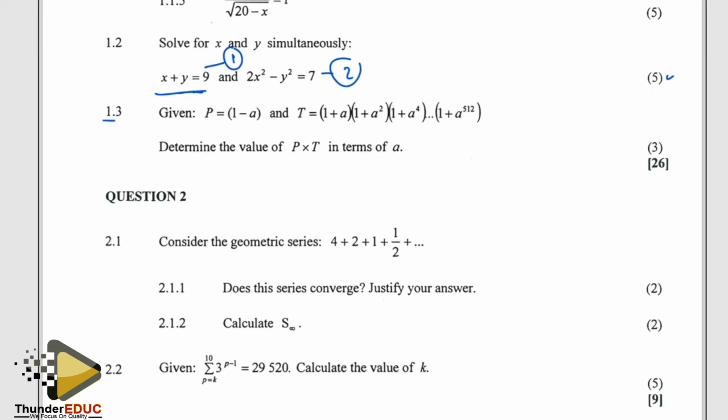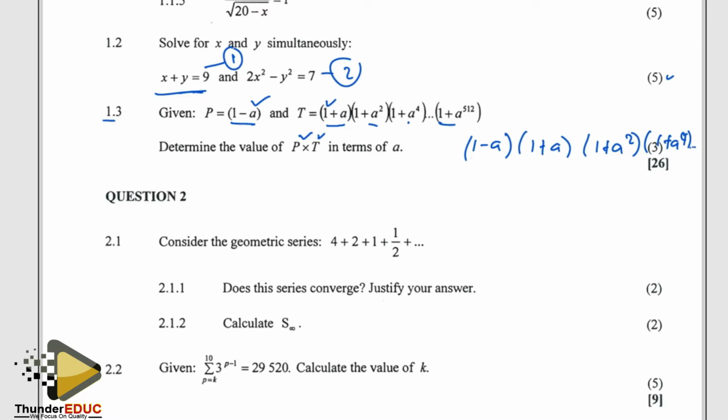1.3. This question is a bit tricky. Okay, they told us that P is 1 minus A. And then T is the product of 1 plus A, 1 plus A squared, 1 plus A to the 4, up until 1 plus A to the 512. They want the product of P and T. So what I'm seeing is that if I get this multiplied by that, I'll have 1 minus A into 1 plus A, then 1 plus A squared, and then 1 plus A to the 4, and then the story continues.